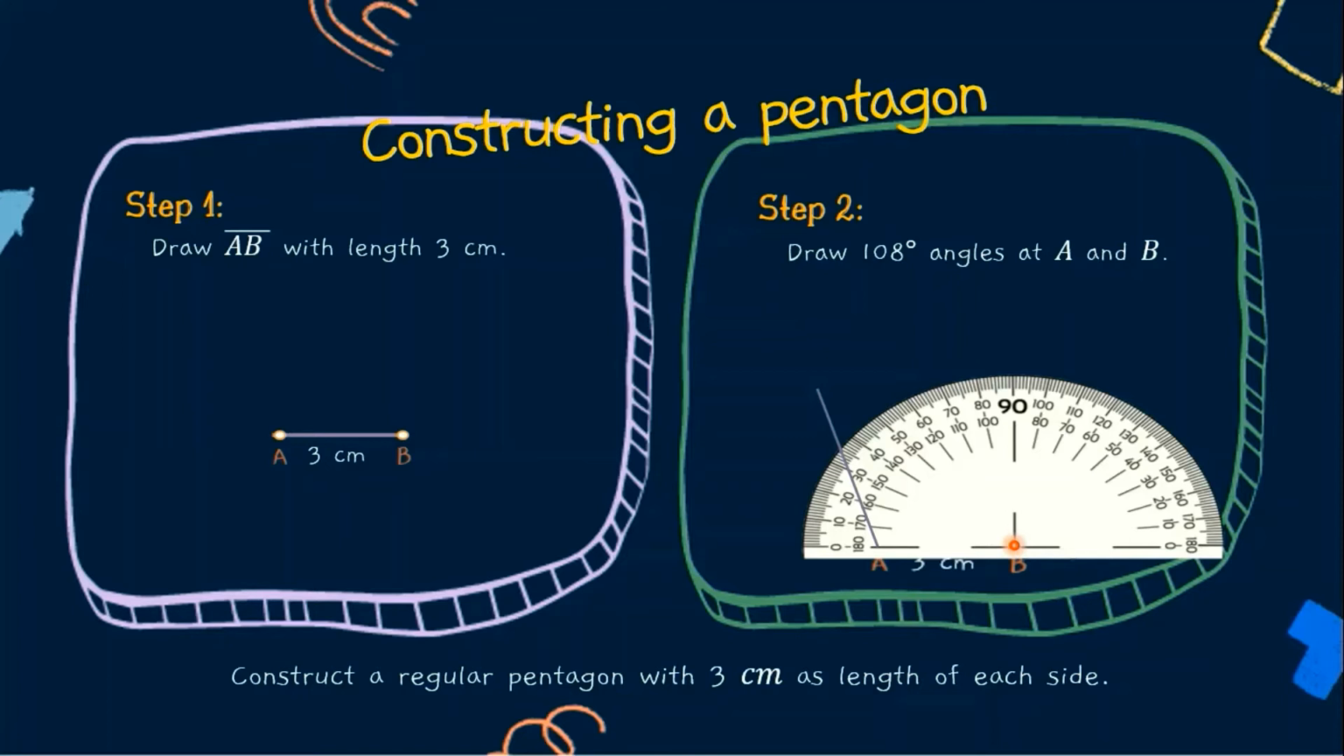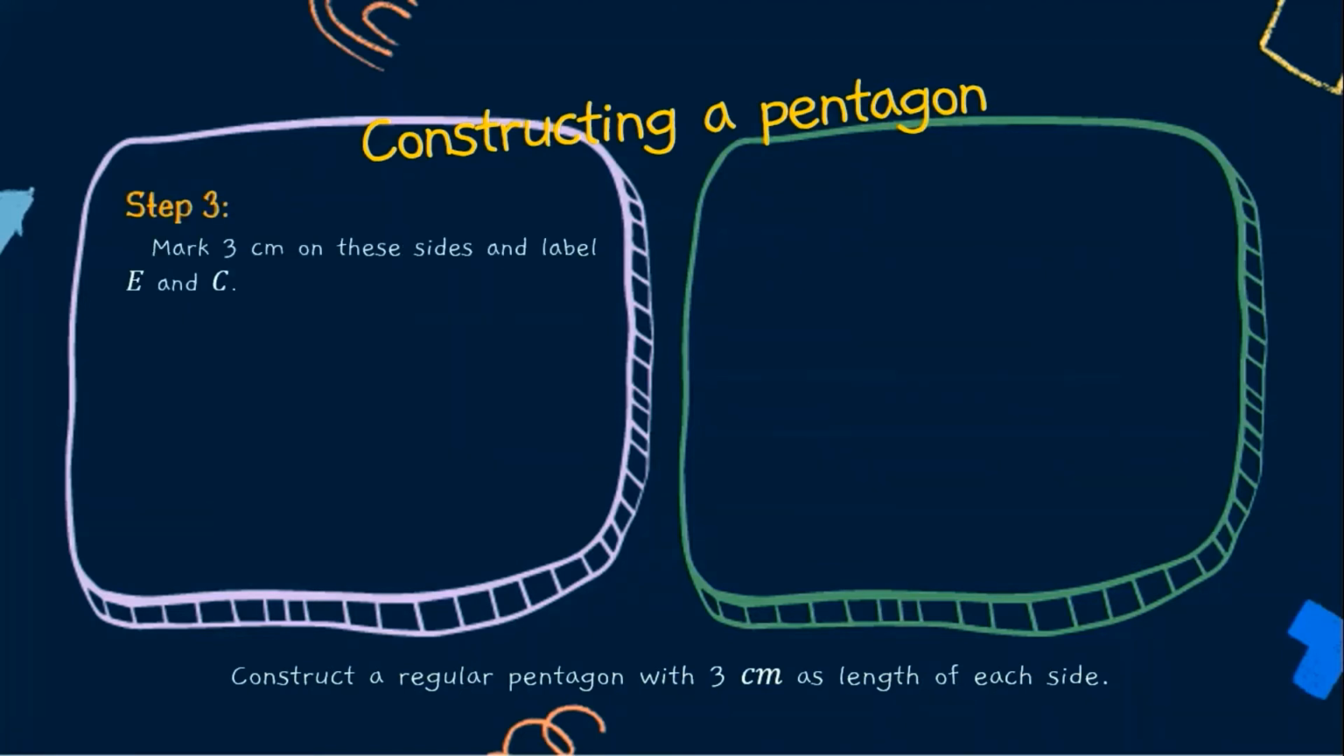Dito naman. And then, hanapin natin yung ating 108 degrees. So, from this side, 0 up until 108 degrees. Hindi siya lalagpas ng 110. Draw a line as well. For step 3, make 3 centimeters on these sides and label E and C.